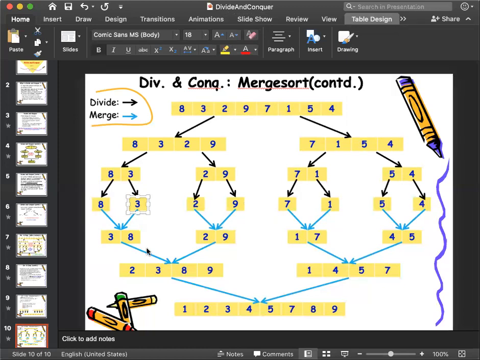This is how it works. First you divide the list, and after dividing, when you go to combine, you sort them and combine them one by one. Finally, when you get the final combined list, as you can see, you will get a sorted list. Do you have any question regarding merge sort?